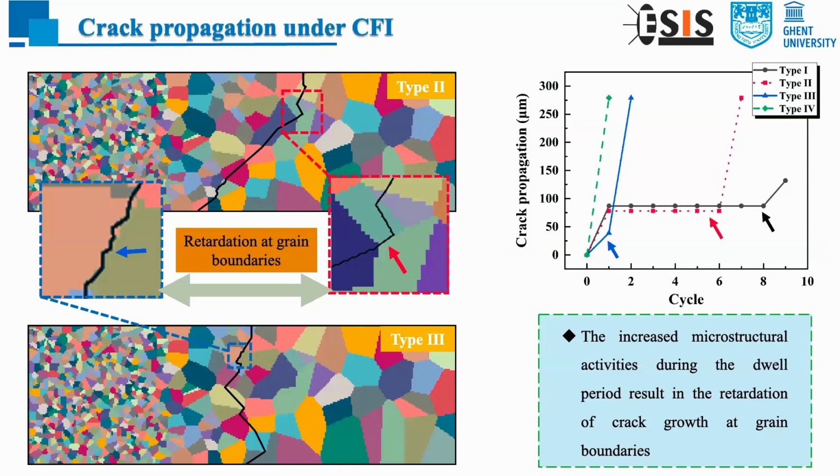This slide shows the results under creep-fatigue interaction loadings. As we can see, there is an obvious retardation from here, and here for type 1, type 3, and type 2 cracking. All the retardation can be found at the grain boundaries. That's because the grain boundaries are really an obstacle for the crack propagation.